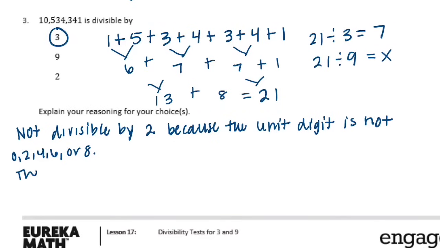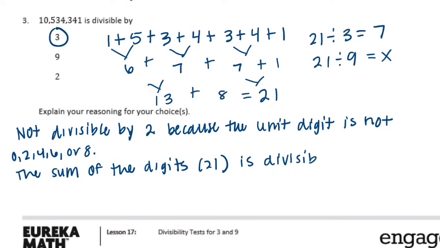So the sum of the digits, 21, is divisible by 3 but not 9.